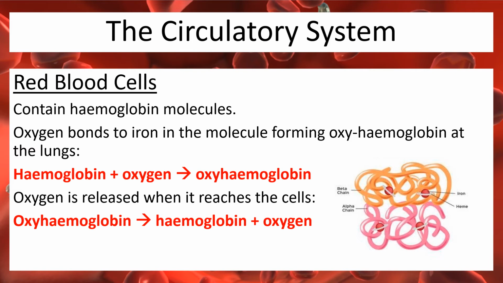In fact, you can see the little diagram on the bottom right there. It's got 4 areas of iron there, and oxygen bonds to that iron, forming something called oxyhemoglobin. So when we breathe oxygen in at the lungs, it goes into the bloodstream and it bonds onto the hemoglobin in red blood cells, forming oxyhemoglobin. So at the lungs we have hemoglobin plus oxygen gives us oxyhemoglobin. When oxygen reaches the cells and needs to be released, then the oxyhemoglobin turns back into hemoglobin plus oxygen, and the oxygen then diffuses into the cells.